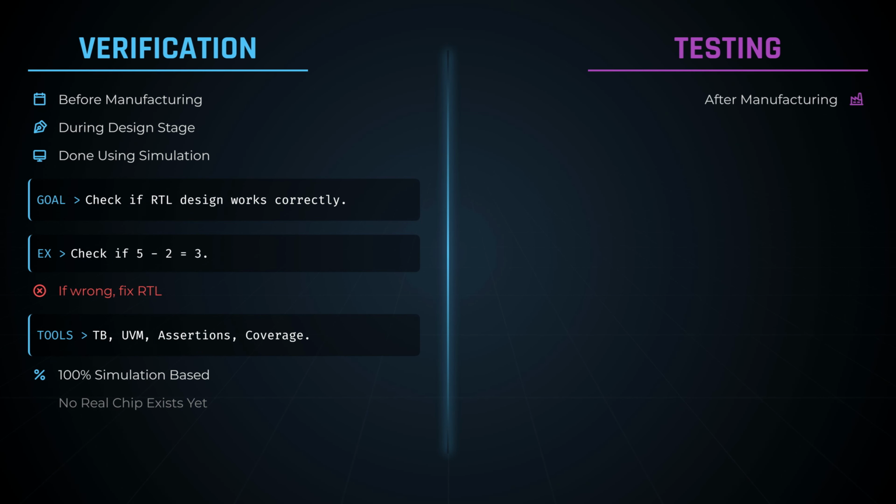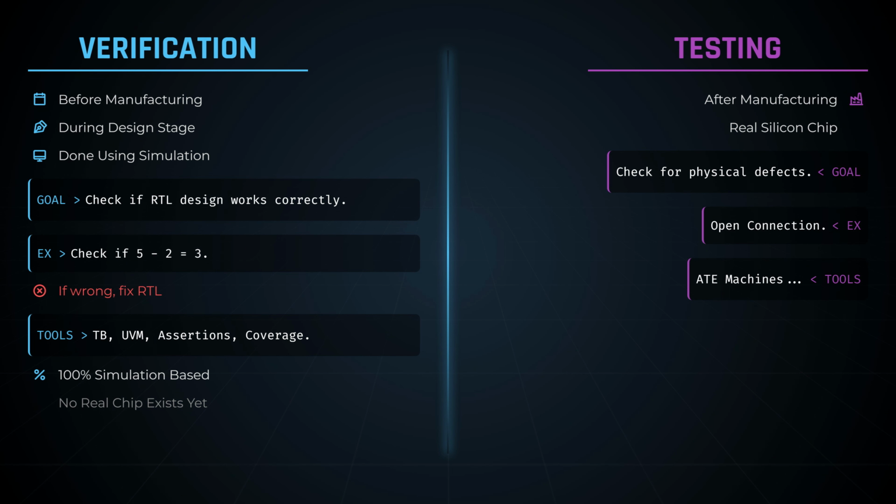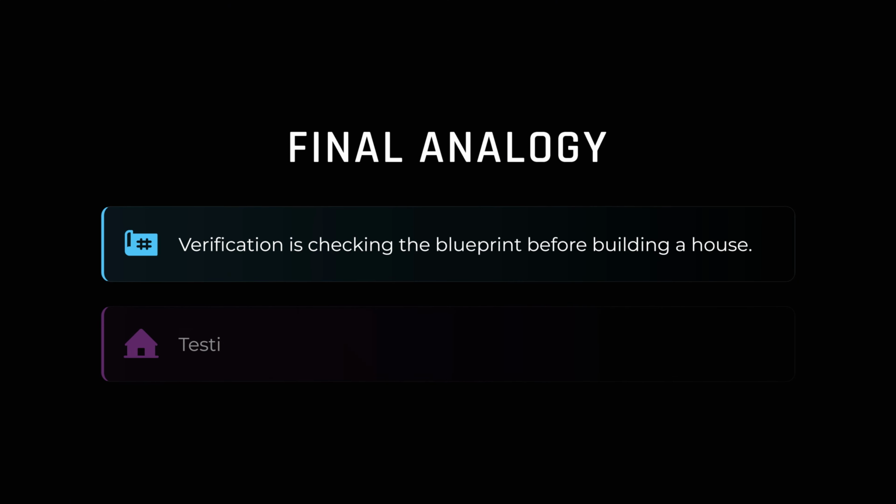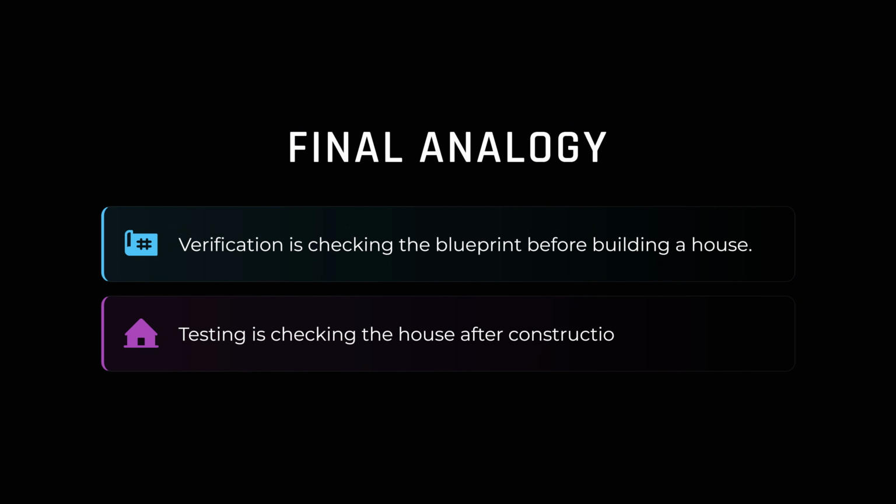Testing happens after manufacturing, done on a real silicon chip. Goal: check if the manufactured chip has physical defects. Example: broken transistor, short circuit, open connection. Testing uses ATE machines, scan chains, BIST. Now we are testing real hardware. Final analogy: verification is checking the blueprint before building a house. Testing is checking the house after construction.